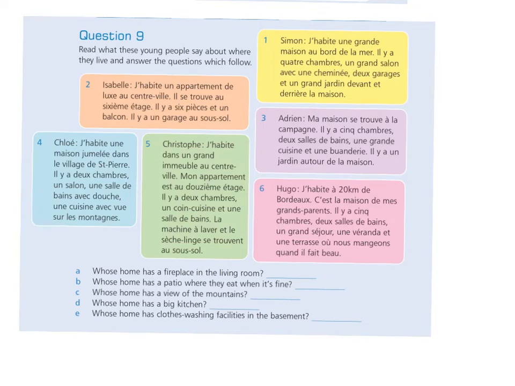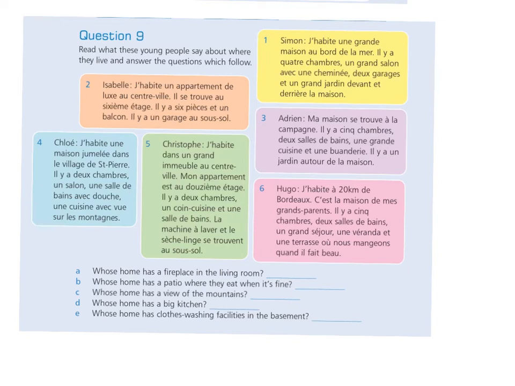5. Christophe. J'habite dans un grand immeuble au centre-ville. I live in a big block of flats, immeuble, au centre-ville. Immeuble. Mon appartement est au 12e étage. My apartment is on the 12th floor. Il y a 2 chambres. There are 2 bedrooms. Un coin cuisine, a kind of corner kitchen, et une salle de bain, and a bathroom. La machine à laver et le sèche-linge se trouvent au sous-sol. The washing machine and the drying machine, or the dryer, are found in the basement.